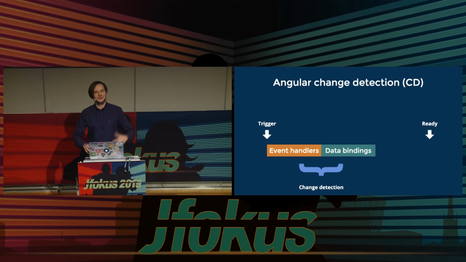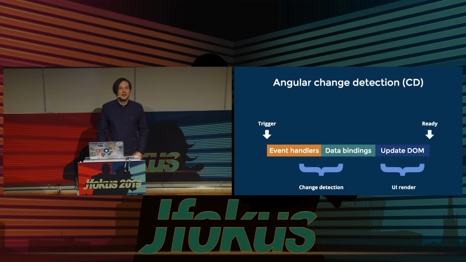What's next? We have everything ready in memory. We have to update the UI itself, and this is a quite expensive operation: updating the document object model, updating what our user exactly sees on the page. And of course, the fewer updates we have, the faster the UI will be.